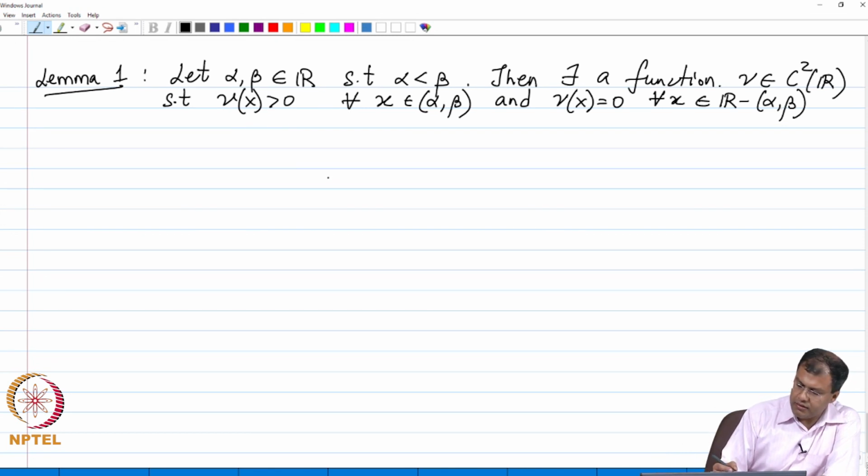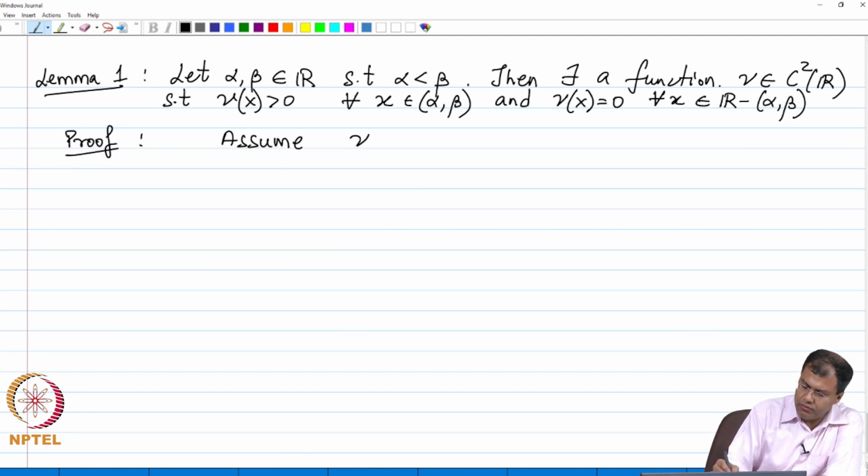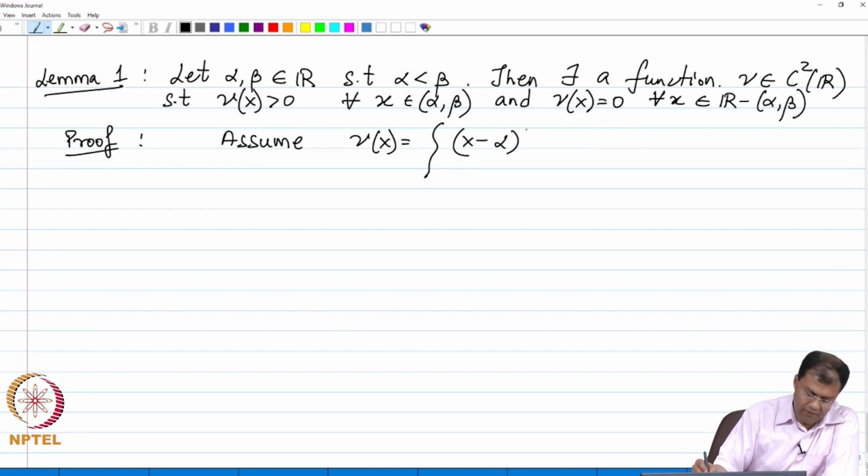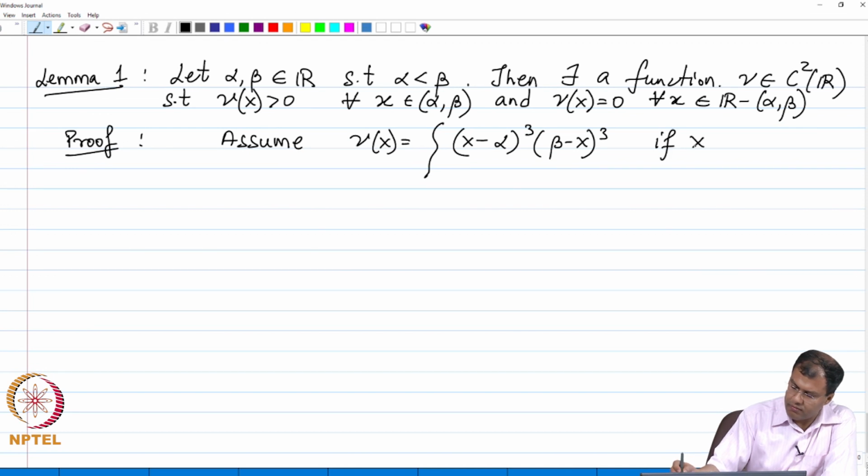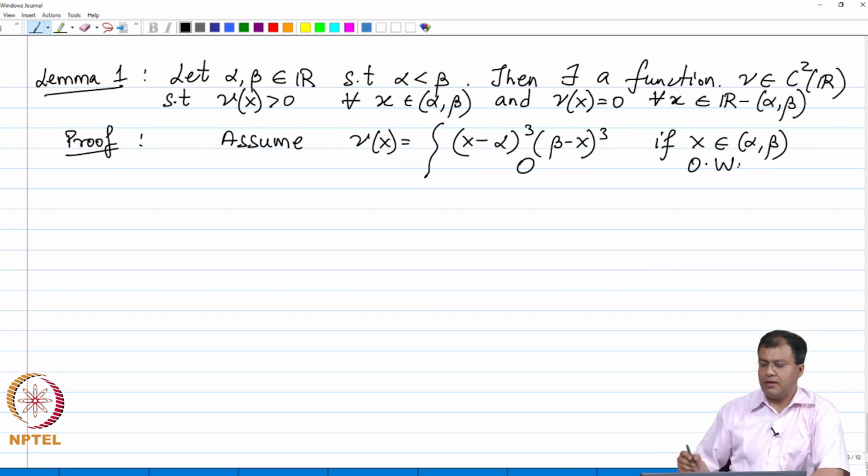All this lemma says is that for any given real interval I can always construct a second order differentiable function which is positive inside the interval and vanishes outside the interval. And the proof of this lemma is straightforward by assuming the following function. We assume nu is of this form: nu is x minus alpha cube beta minus x cube, where x is from alpha to beta, and nu is 0 otherwise, right.